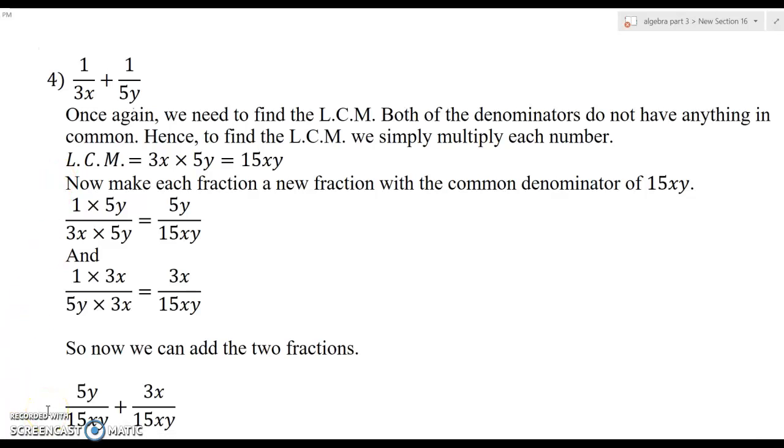Now, what do we do to find the LCM? Let's figure out what really is the LCM of these two denominators. We have 3x and we have 5y. Looking at the numbers separately, 3 and 5, we know that the LCM of 3 and 5 is 15. Good, we have that down. But what about the x and y? With the x and y, again, they are totally different, so you just have to put them in, x, y. So the LCM is 15xy, right?